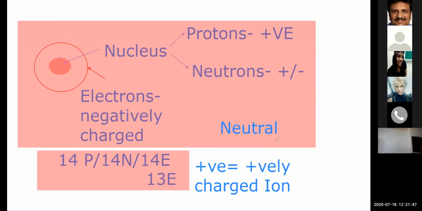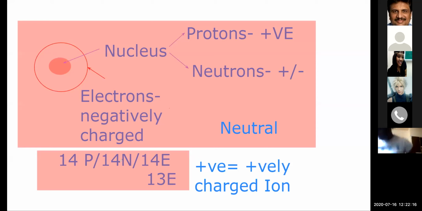So an atomic mass is mainly protons and neutrons. So let's say this atom has 14 electrons, 14 protons, 14 neutrons. So the net atomic mass will be 28.